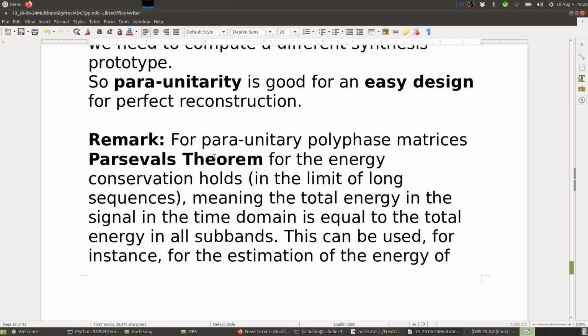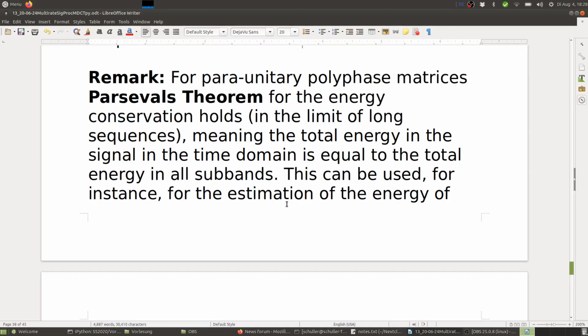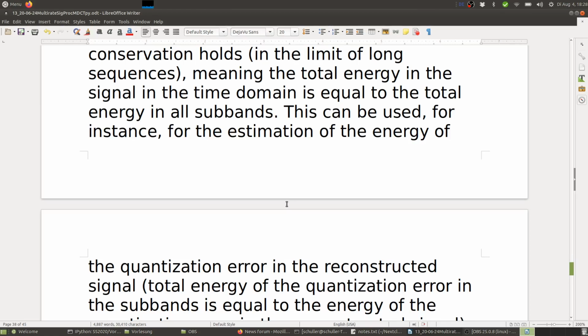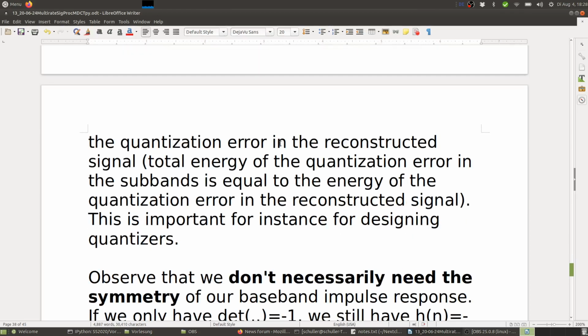Remark: for paraunitary polyphase matrices, Parseval's theorem for the energy conservation holds in the limit of long sequences, meaning the total energy in the signal in the time domain is equal to the total energy in all subbands. This can be used, for instance, for the estimation of the energy of the quantization error in the reconstructed signal. The total energy of the quantization error in the subbands is then equal to the energy of the quantization error in the reconstructed signal. This is important, for instance, for designing quantizers.